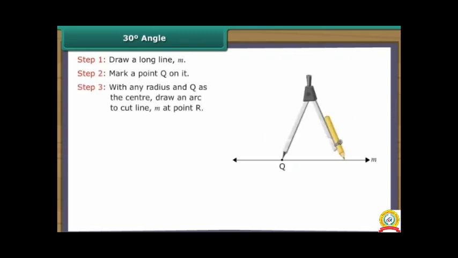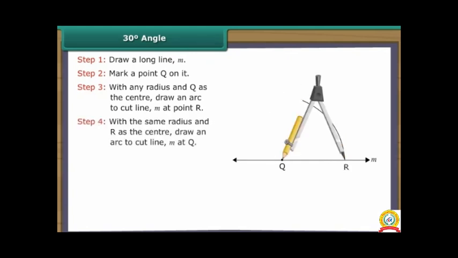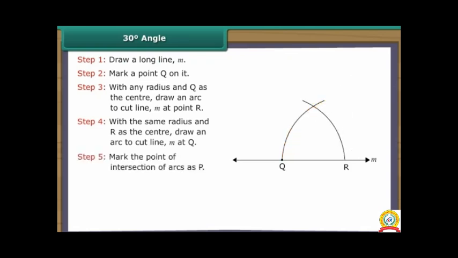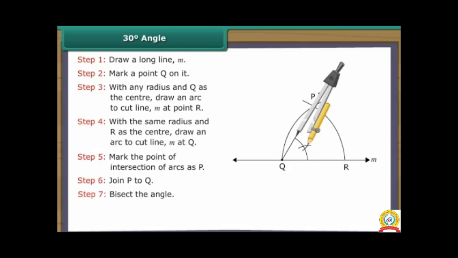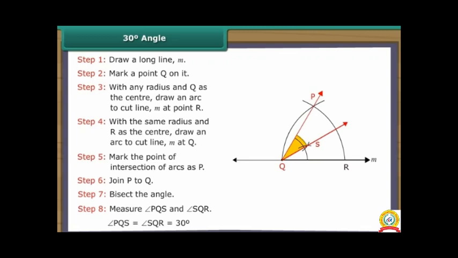With any radius and Q as the center, draw an arc to cut line M at point R. With the same radius and R as the center, draw an arc to cut line M at Q. Mark the point of intersection of arcs as P. Join P to Q. Bisect the angle. Measure angles PQS and SQR. Angle PQS is equal to angle SQR is equal to 30 degrees.